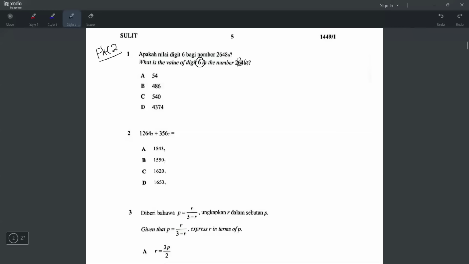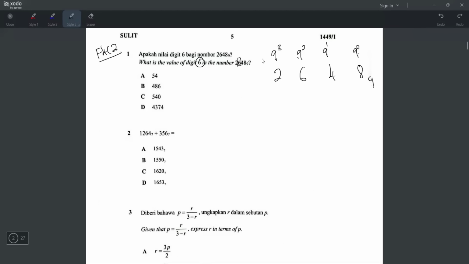So how do you change a smaller base to base 10? This one is base 9, right? When you change a smaller base like base 9 to base 10, first you have to write down the place value on top. So what is the place value? The nilai tempat. If it's base 9, the place value will be 9 power 0 starting from here, and then here 9 power 1, 9 power 2, 9 power 3 like this.